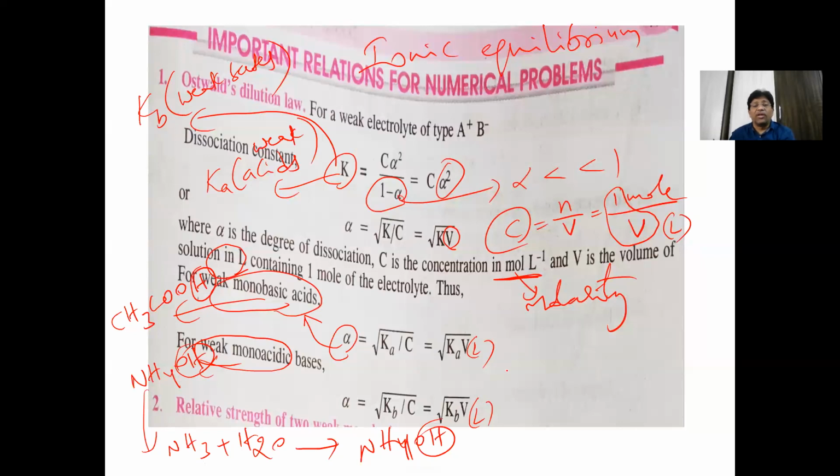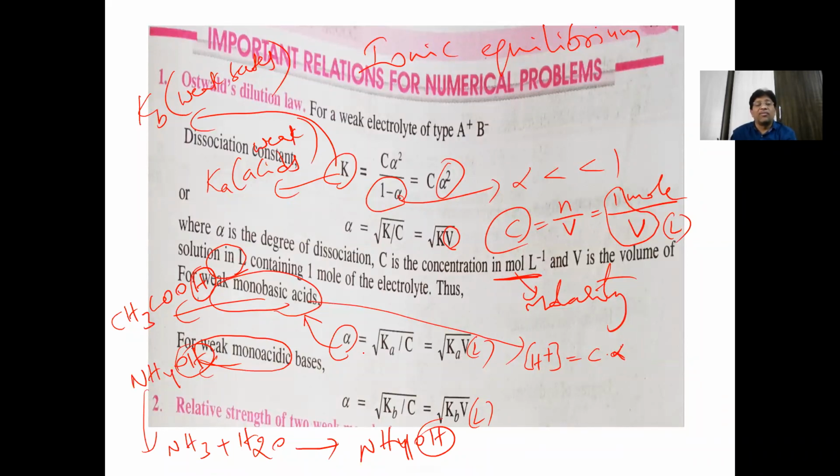Also, for weak acids, what is the H plus ion concentration? Here we take C alpha, C into alpha, which is the concentration of the acidic solution into the degree of dissociation of the weak acid. So the H plus ion concentration of these weak monobasic acids is H plus equal to C into alpha.